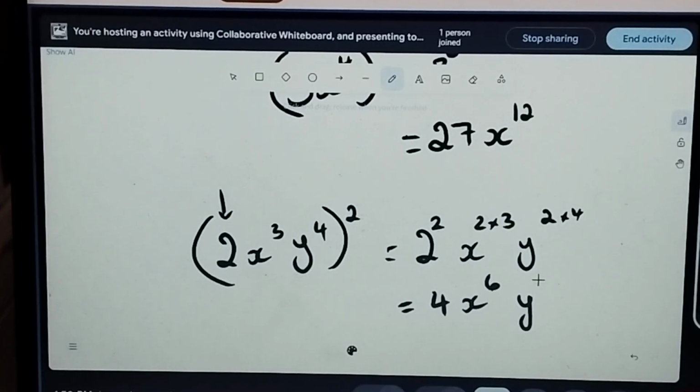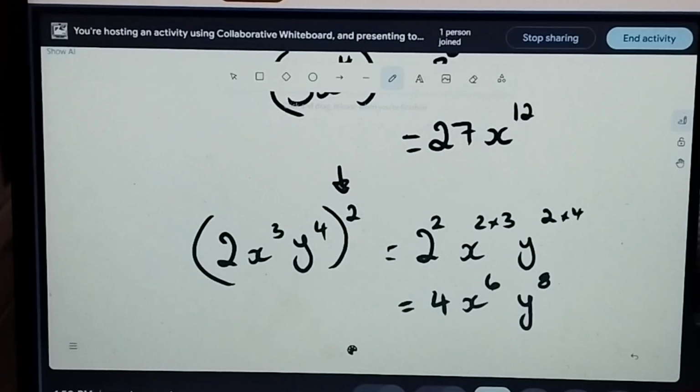But why is it times now and not plus? Because I thought multiplying is plus and dividing is minus. And you are right. Multiplying is plus and dividing is minus. But we're not multiplying or dividing now. We're raising a power to a power. Oh, okay. So we've taken this whole bracket, everything, and raised it to the power 2. Okay. So when we're raising a power to a power, we multiply.